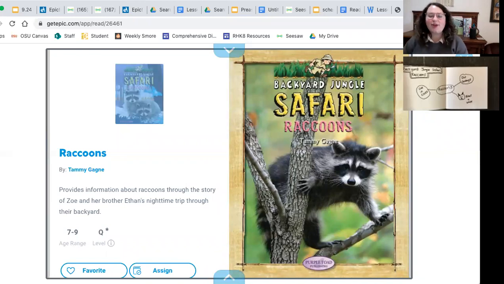Once you come back and you remember, you have your page all filled out for what you know about raccoons already, then it's a good time to start reading. And I want you to remember that we're going to add to this sketch note as we read. So any facts that you learn about raccoons or you think are interesting to add to your raccoon map, you're going to go ahead and add those in. So let's get started.